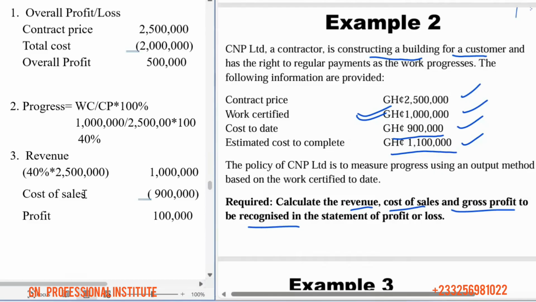Then you come and apply the progress on the total contract price to get the revenue. And then when you go to the cost of sales here, you pick cost to date as your cost of sales. Okay. So that's with question 2.